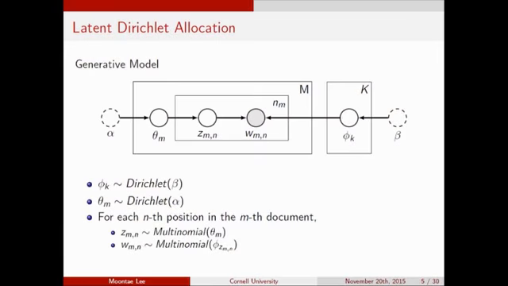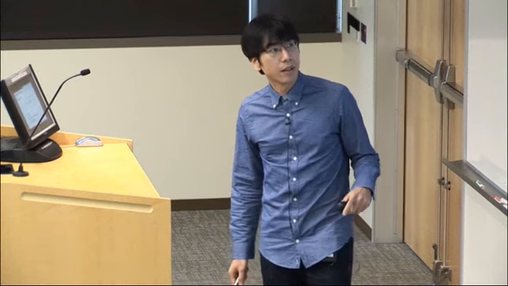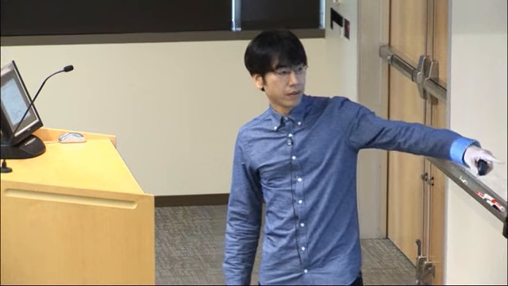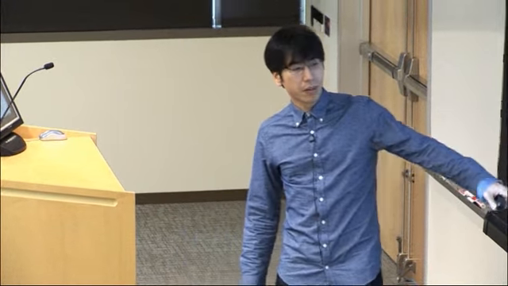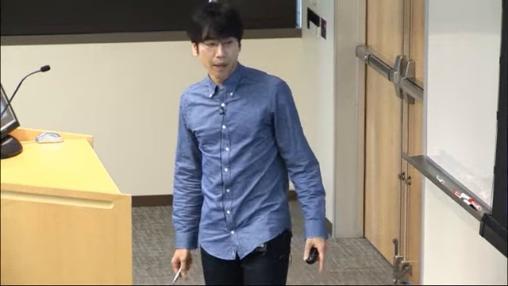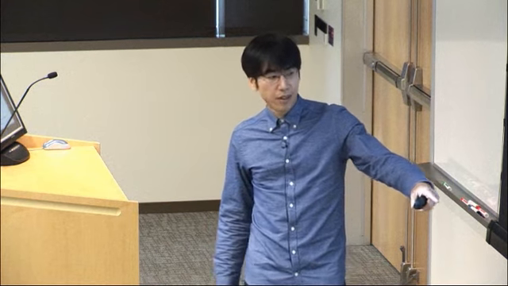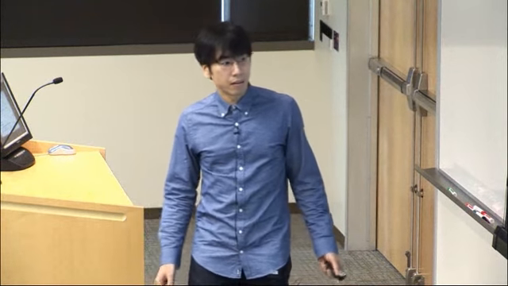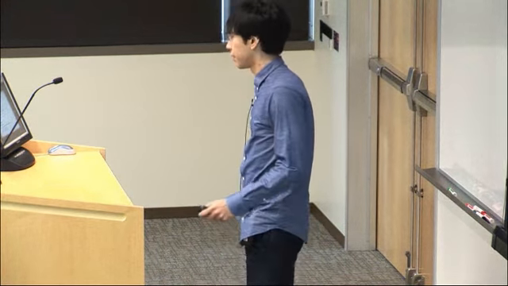So I will briefly explain latent Dirichlet allocation. We have two hyperparameters for a multinomial distribution, and for each document and nth position, we first sample the topic from the topic distribution of that document, and based on that topic, we sample the word. This is how the topic model explains document generation.